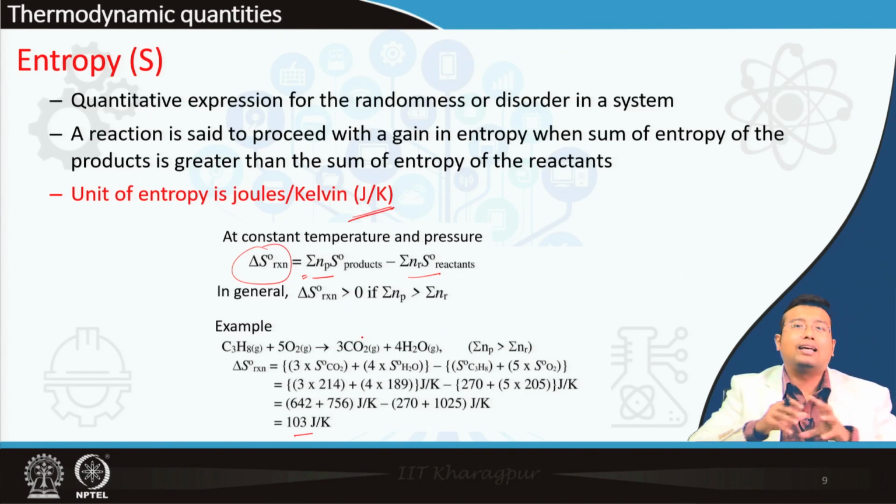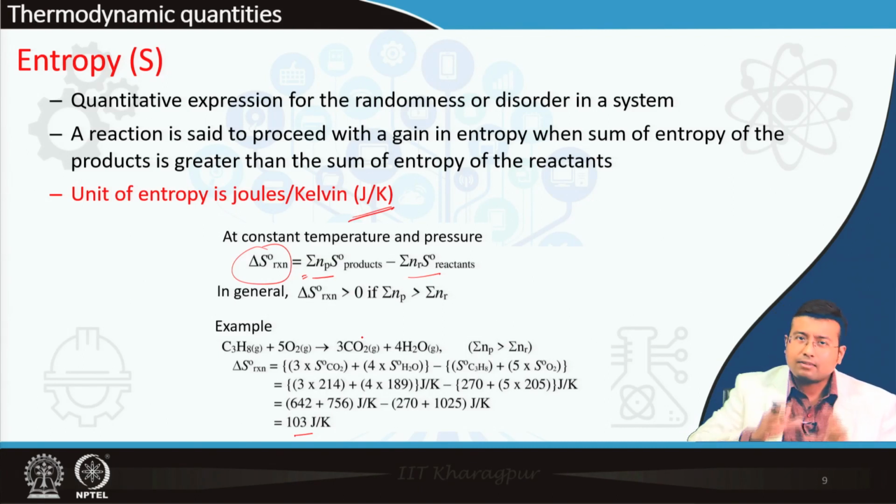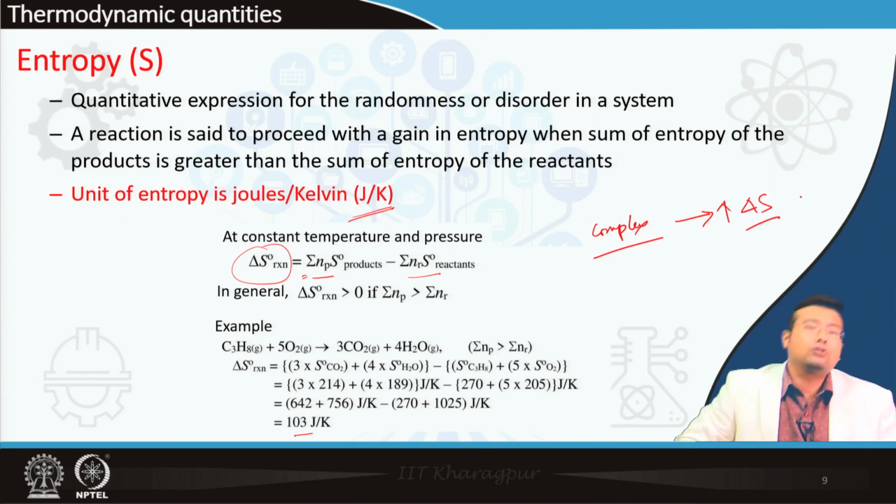So, considering the total entropy of the product, it is more than that of the reactant. So, delta S is positive and the reaction will occur spontaneously. Mind it, one thing to remember is that a complex molecule will have more entropy. Why is this so?